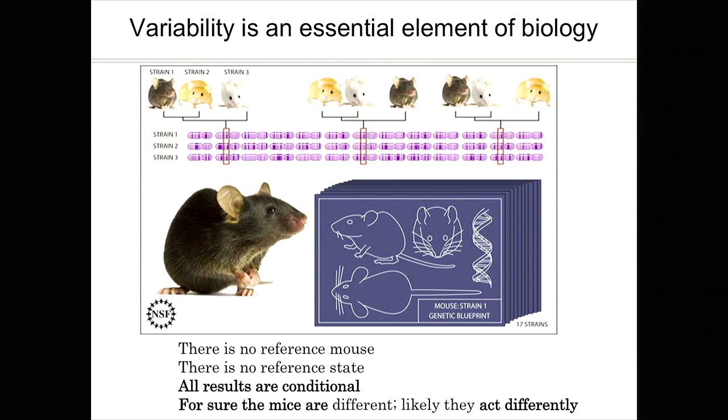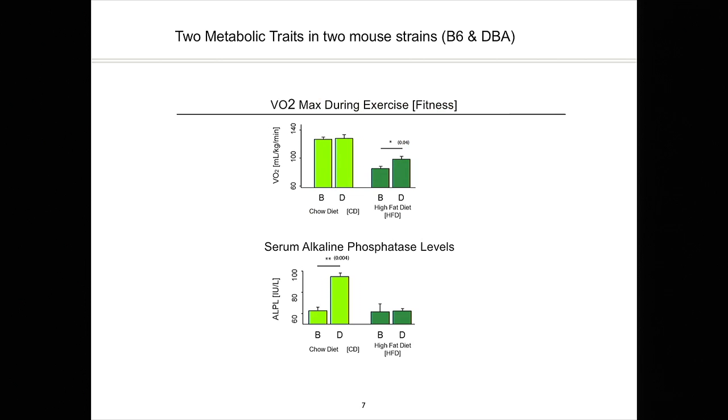I think for the purpose of this discussion, at this point there is no reference mouse, there's no universal consortium of biologists who say, if you do experiments in a mouse, use this mouse at this time of day, at this temperature, after it has eaten that much. So there is variability. There is no reference state. Some people would use a different mouse at a different time to do exactly the same experiments that others are doing. So I think it's fair to say that all results are conditional on the genotype, but also on other conditions that this particular animal encounters. So for sure, the mice are different, and they're also likely to act differently.